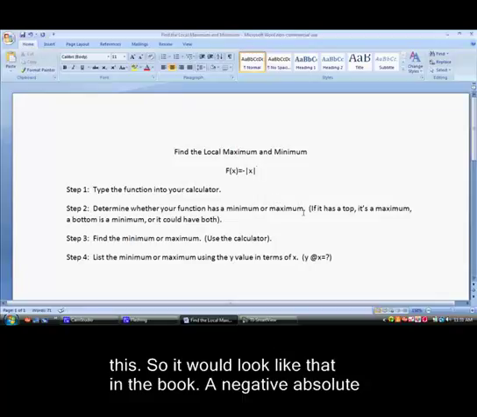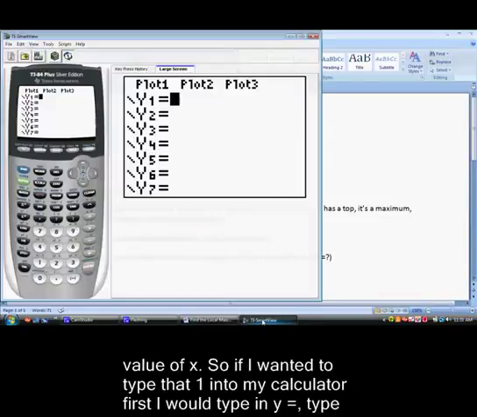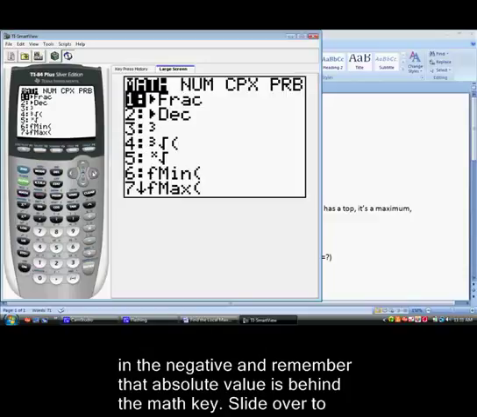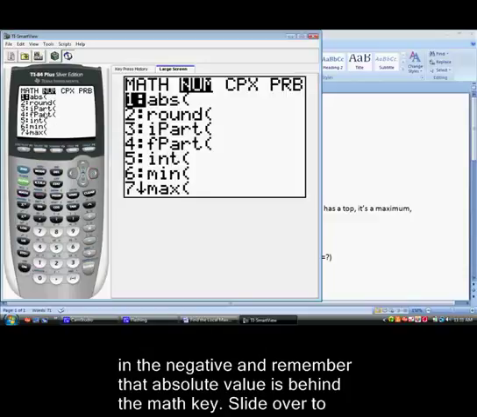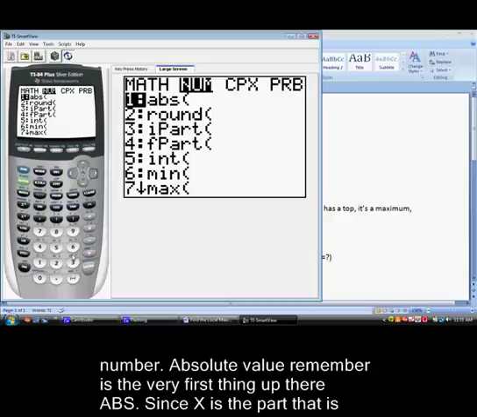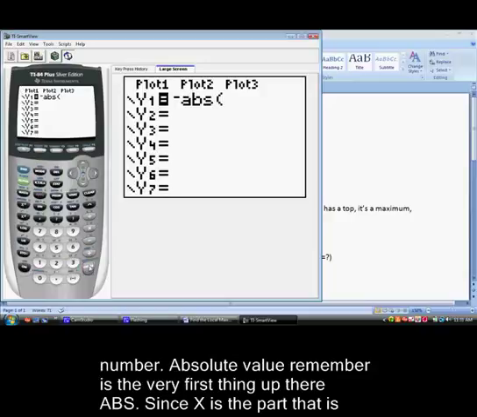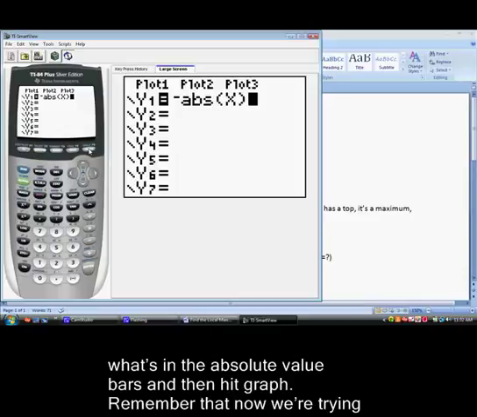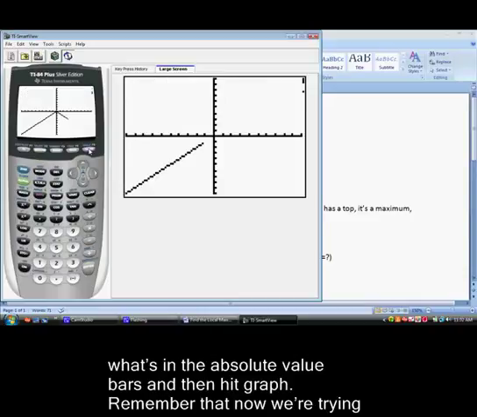So if I wanted to type that one into my calculator, first I would hit y equals, type in the negative, and remember that absolute value is behind the math key. Slide over to number. Absolute value, remember, is the very first thing up there, ABS. Since x is the part that's inside the absolute value bars, we'll type the x and close our parentheses to show that that's what's in the absolute value bars, and then hit graph.